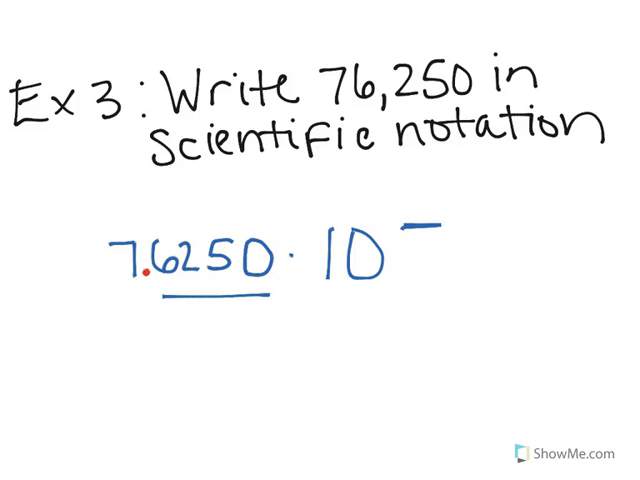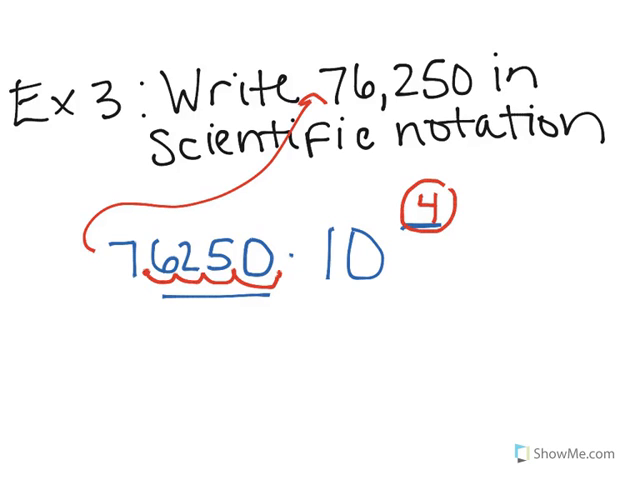So I added that decimal in, and now this exponent is going to come from how many times we have to move that decimal to get it back to its original number. So to get 7 and 625,000ths back to this original number, we have to move the decimal 1, 2, 3, 4 spots to the right. So 4 is my exponent.